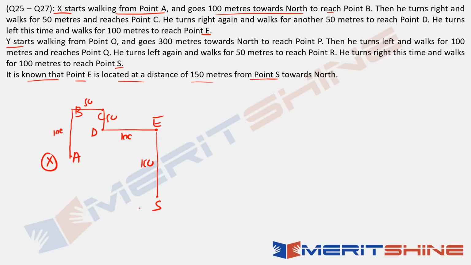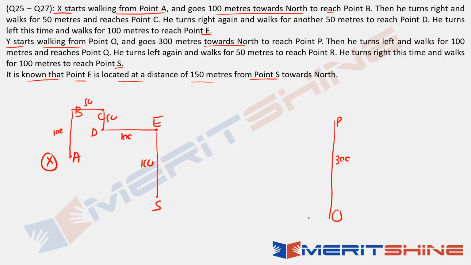All right, what do you do now? Draw it separately. Change it and see how long it takes. Y starts walking from point O, so let's draw it separately. This is point O, and Y goes 300 meters towards north. Let's make a bigger line. This is 300 towards north to reach point P.